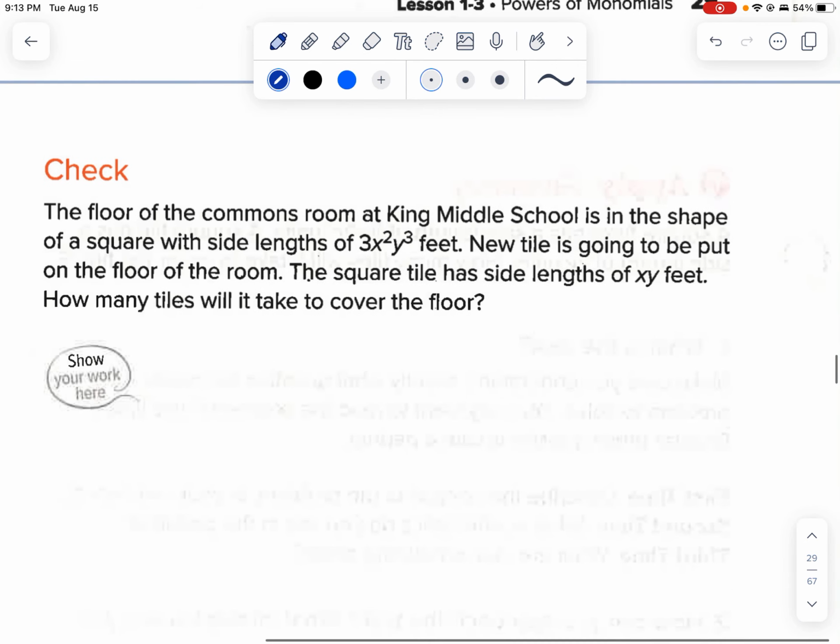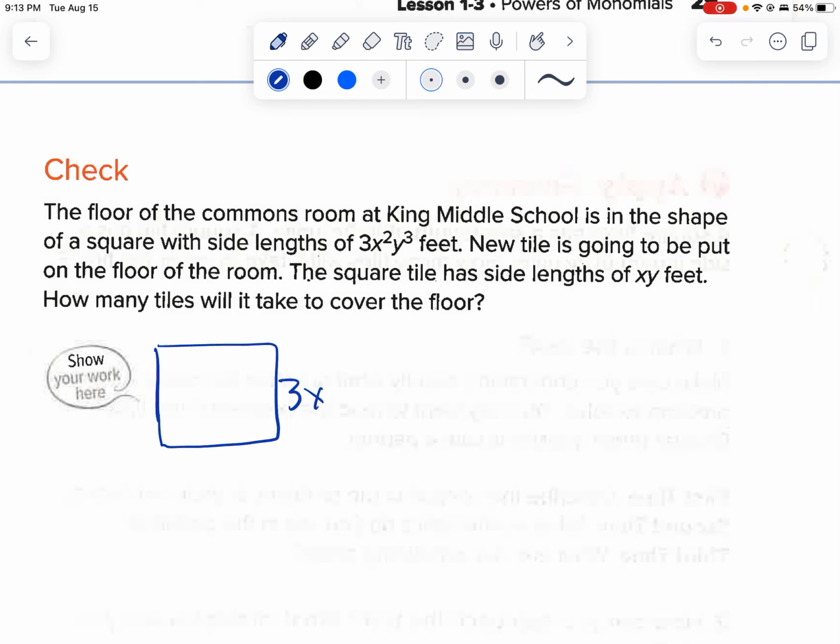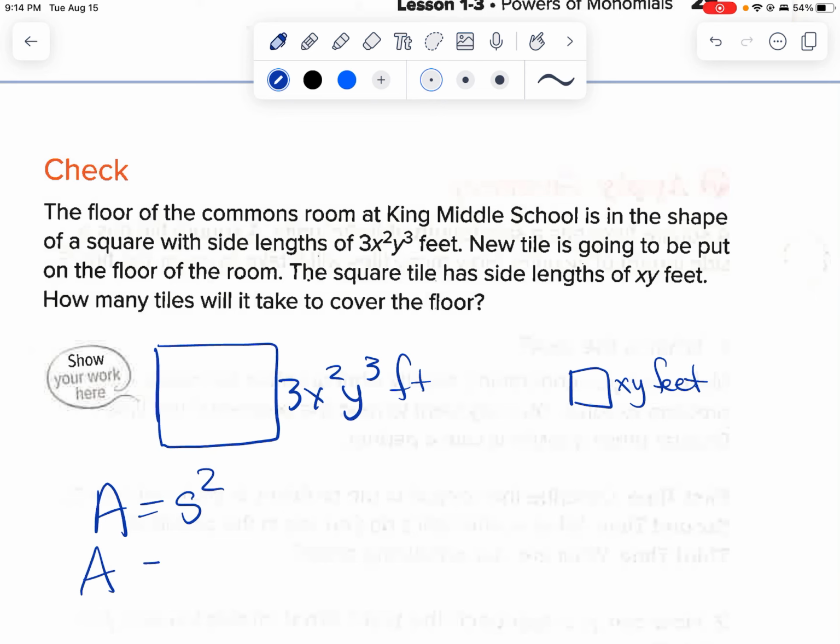Okay? The floor of the commons room at King Middle School is in the shape of a square with side length 3x squared y to the 3rd feet. New tile is going in to be put into the floor, and the square tile is xy feet. So we're doing the exact same thing. So I need the area of the whole thing, which is side squared. So I'm going to take the side, which is 3x squared y to the third, and I'm going to square it.